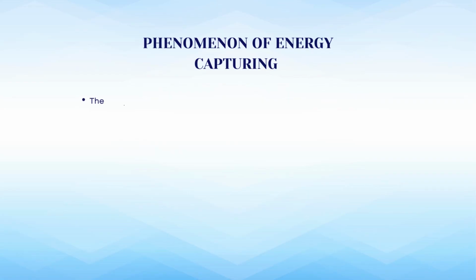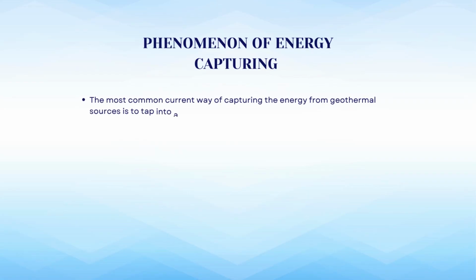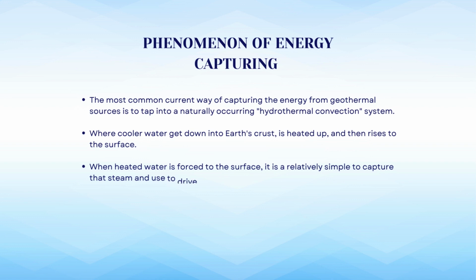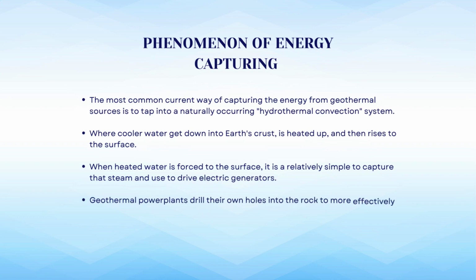The most current way of capturing the energy from geothermal sources is to tap naturally occurring hydrothermal convection systems, where cooler water gets down into the earth's crust, is heated up and then rises to the surface. When this heated water is forced to the surface, it is relatively simple to capture that steam and use it to drive electric generators. Geothermal power plants drill their own holes into the rocks to more effectively capture the steam.